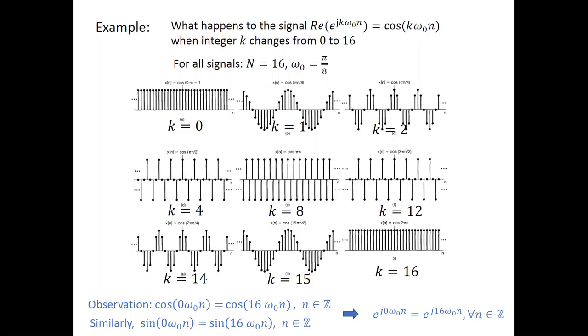And in a similar way, you can show that exponential j 1 omega 0 n equals exponential j 17 omega 0 n. So as long as the two numbers in the exponents have a difference of capital N equals 16, then the two signals will look the same. Two signals being the same means this and this are the same over all integer time n.